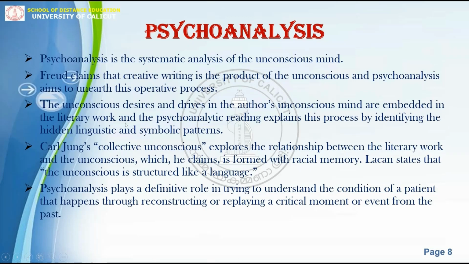And there is another theorist like Carl Jung. His collective unconscious explores the relationship between the literary work and the unconscious, which he claims is formed with racial memory. So Carl Jung's concept is known as collective unconscious, and through that he explores the relationship between the literary work and the unconscious, and he believes that this unconscious state is formed with racial memory. Lacan, another theorist, is of the opinion that the unconscious is structured like a language.